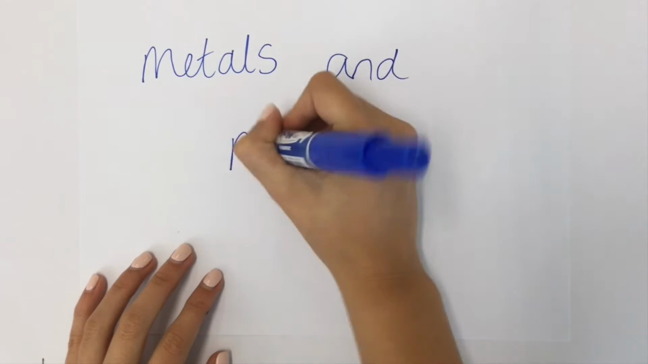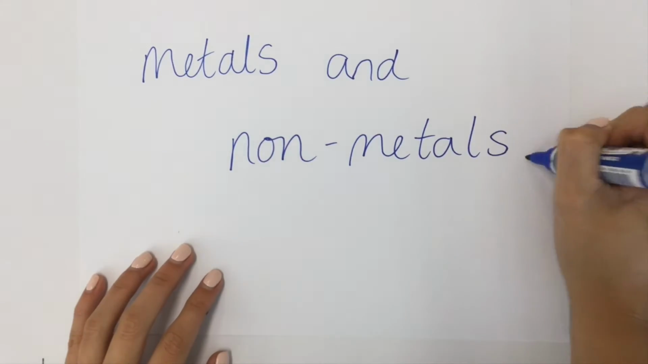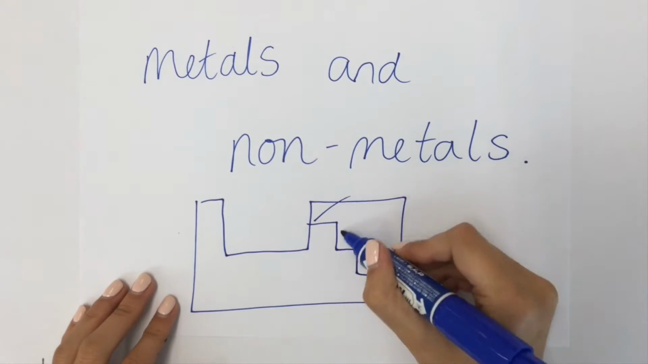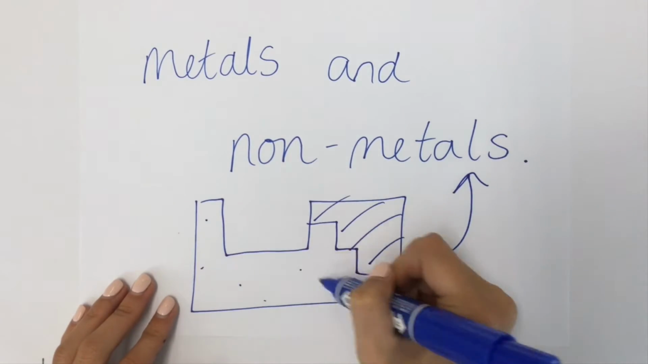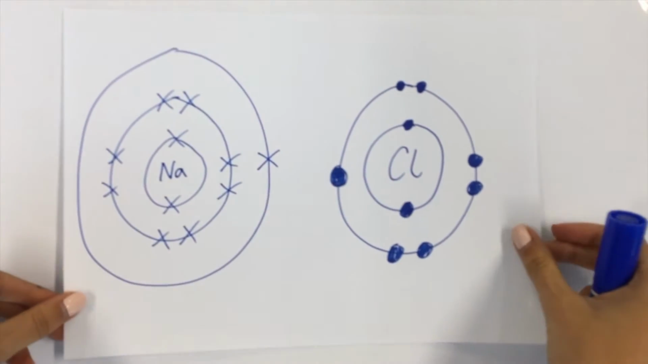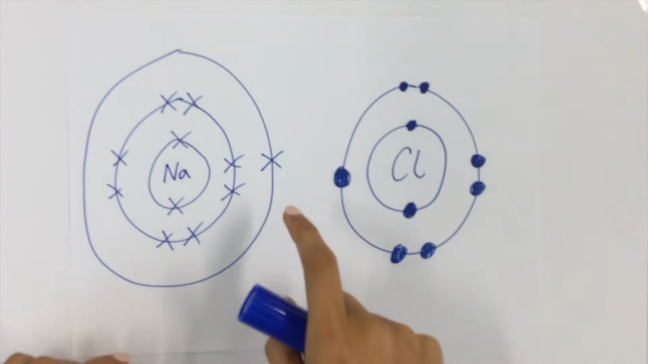One of the key facts for this syllabus point is that ionic bonds are always formed from metals and non-metals. Don't forget that non-metals live on the right-hand side of your periodic table and the metals live on the left. So let's look at two elements to look at how this works in more detail.